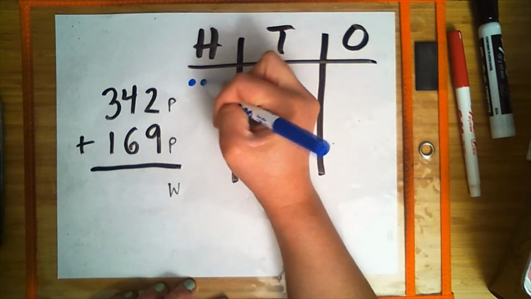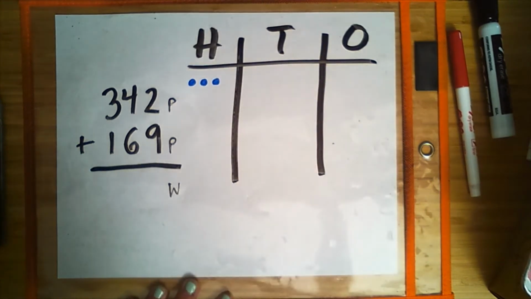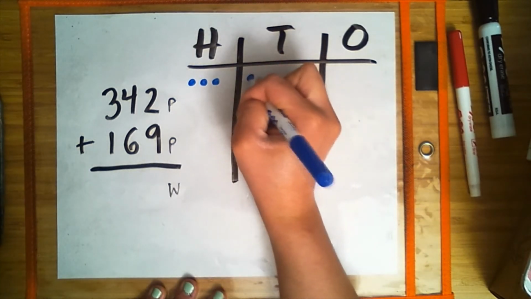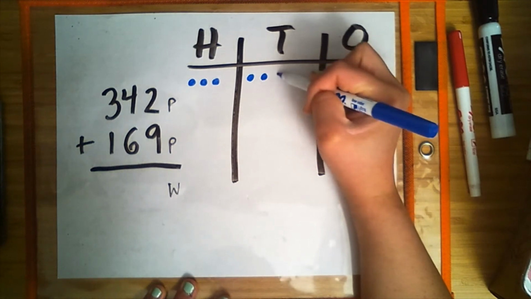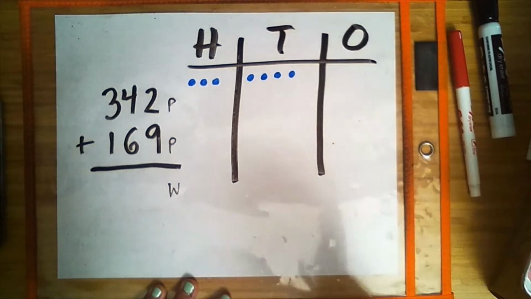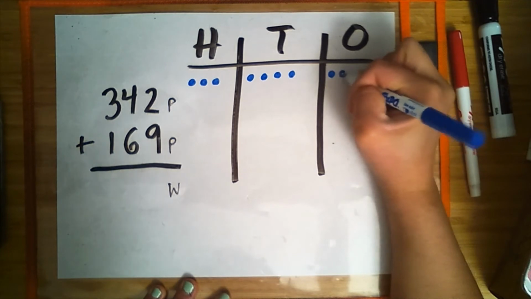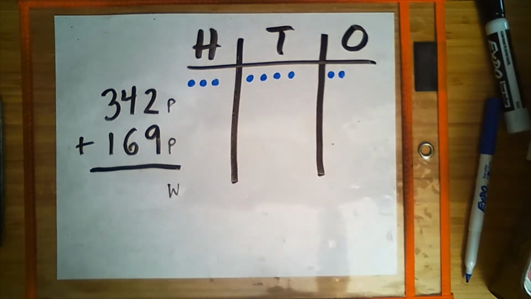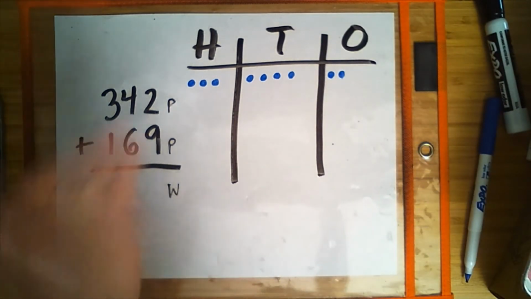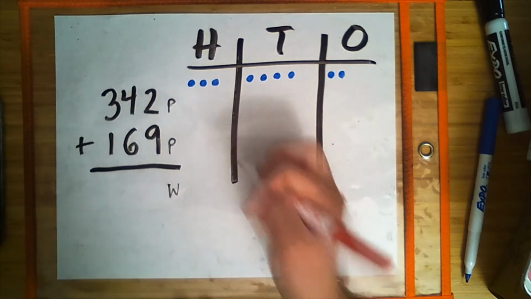100, 200, 300, 310, 320, 330, 340, 341, 342. Moving on. Now let's draw our next part, which is 169.